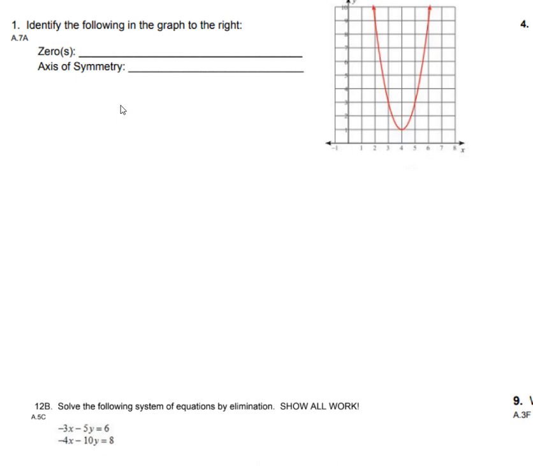Yes, this should be a great study preparation for your test coming up. What we're going to do today is do as many problems as we can in about 30 minutes, and we'll see what we can get done, alright?